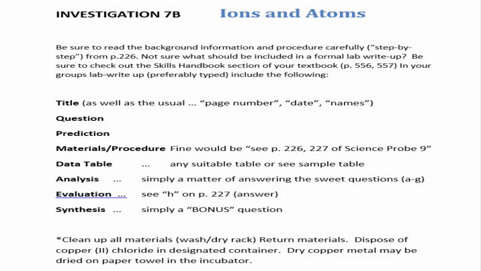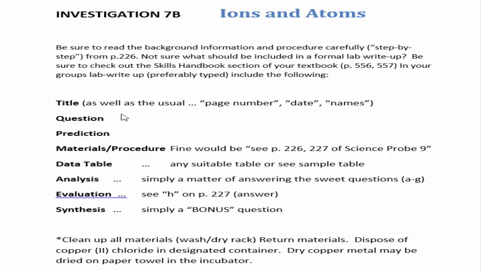So this is Investigation 7B, or Lab 7B. You should have this handout, and like most handouts, you should probably read it. As well as reading this, realize that the lab itself comes from pages 226 and 227 in your textbook. This is one of the few formal lab write-ups you actually do in Science 9, and for a formal lab write-up, you should see the skills handbook in your textbook, pages 556, 557.